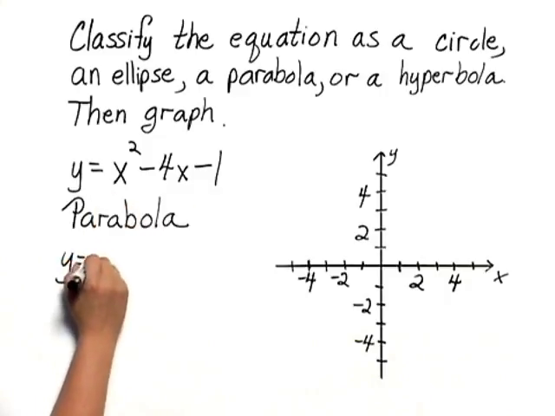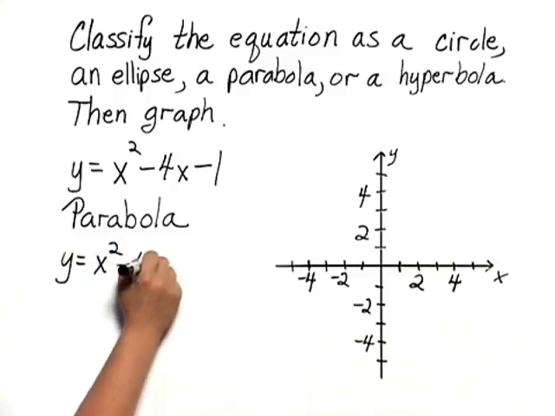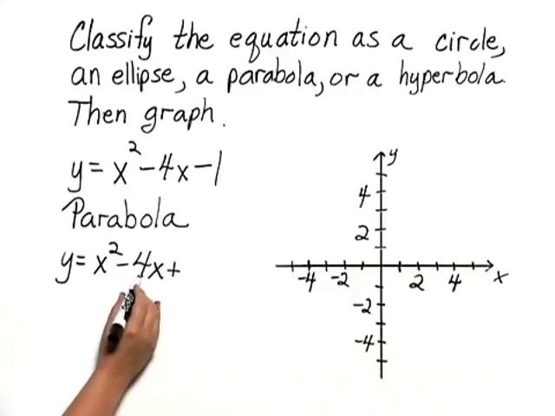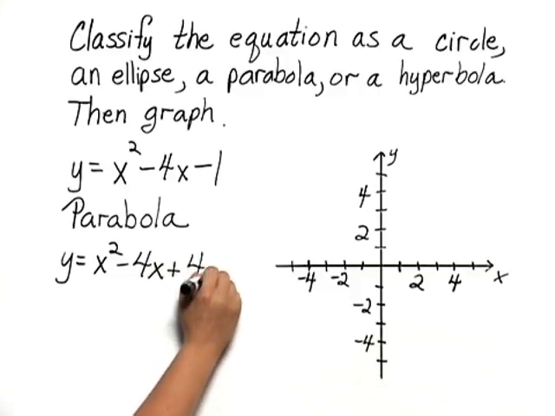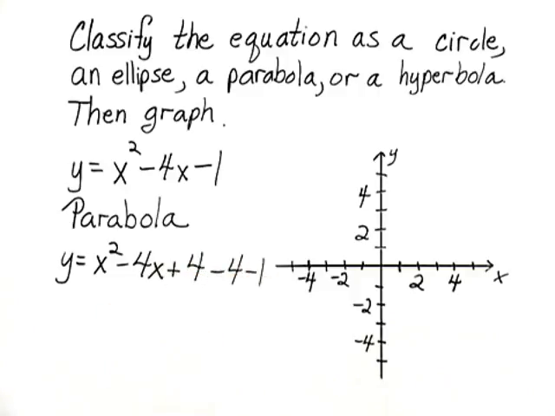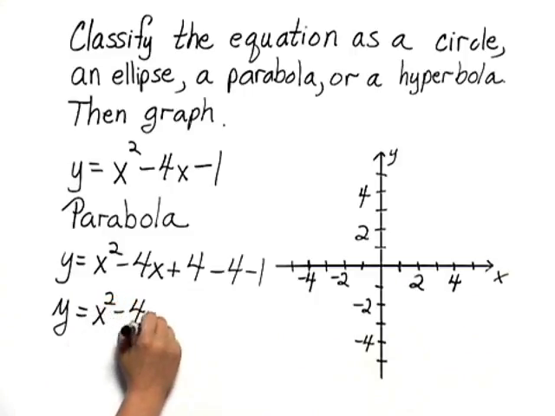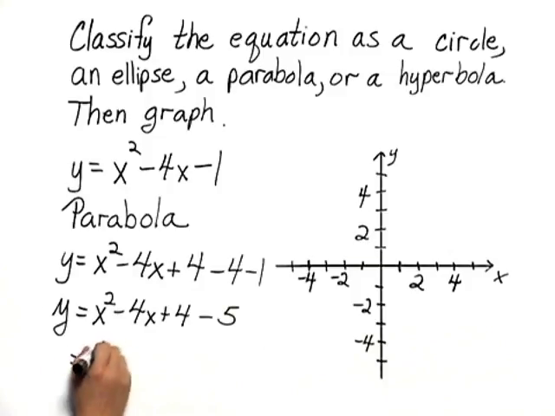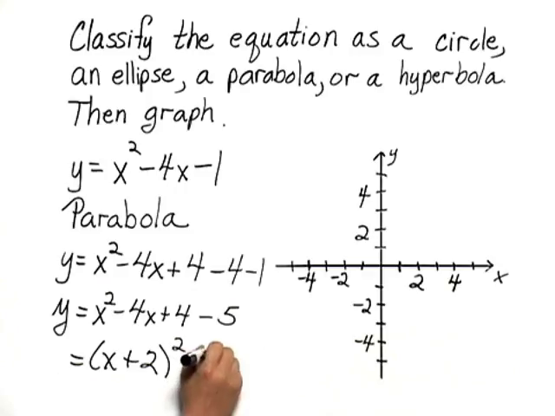We have y equals x squared minus 4x. Half of negative 4 is negative 2, squared is 4. So we add 4, subtract 4, and we have the minus 1. So that gives us y equals x squared minus 4x plus 4 minus 5, or x plus 2 squared minus 5. That gives us a vertex of negative 2, negative 5.